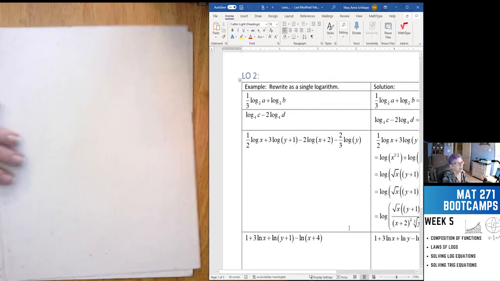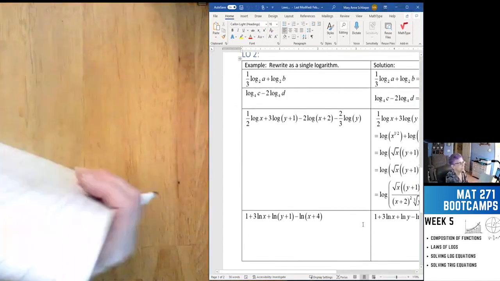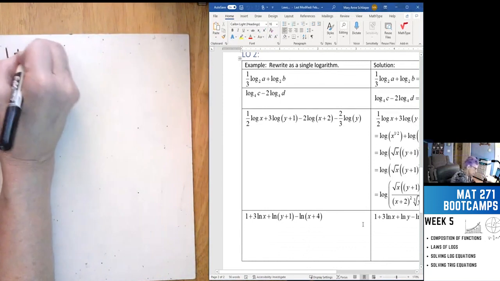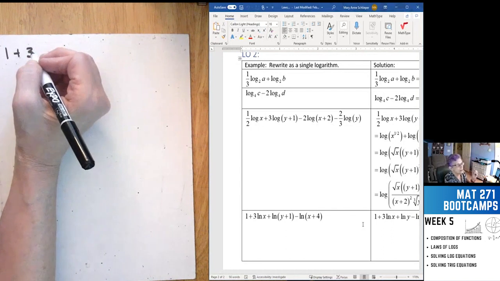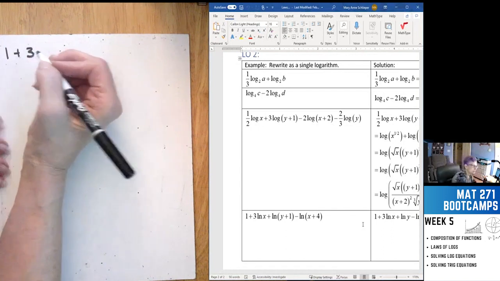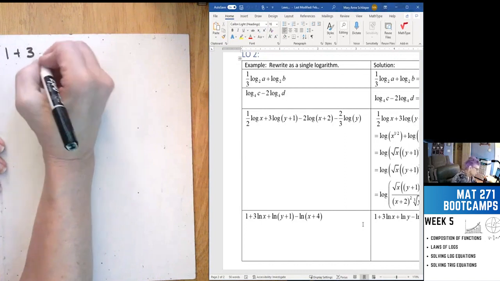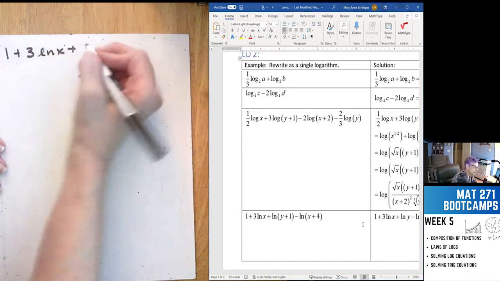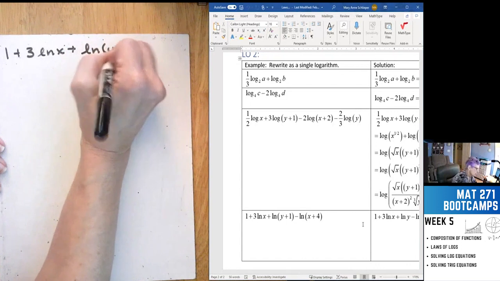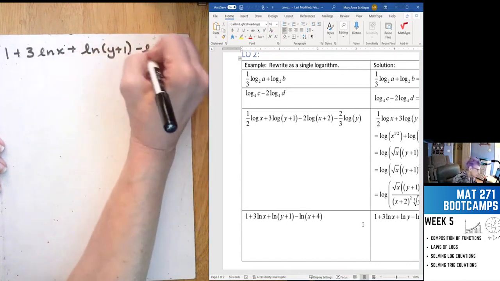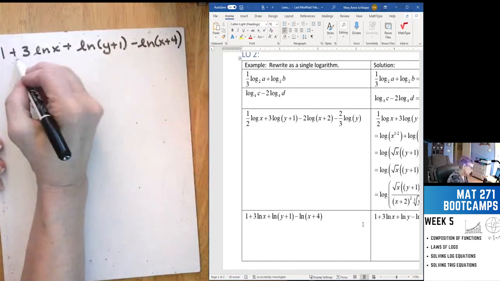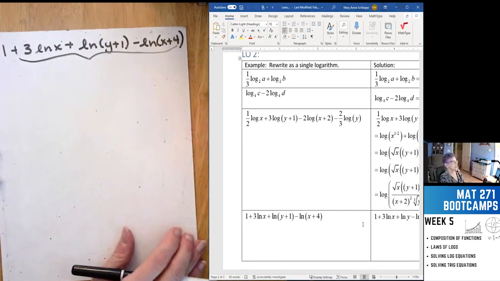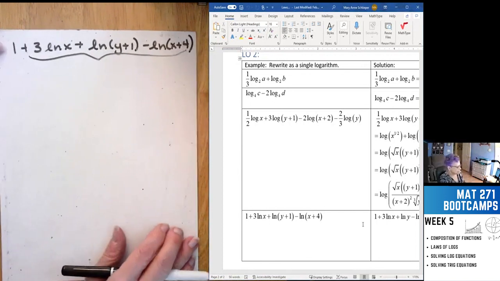Let's do this one because it has a 1 in there that makes it look funny, because my goal is to write this as ln of something, just one unit. So I have 1 plus the natural log of x plus the natural log of y plus 1 minus the natural log of x plus 4. So this part is easy. It's just like the stuff we've done before, but 1 is missing a natural log.